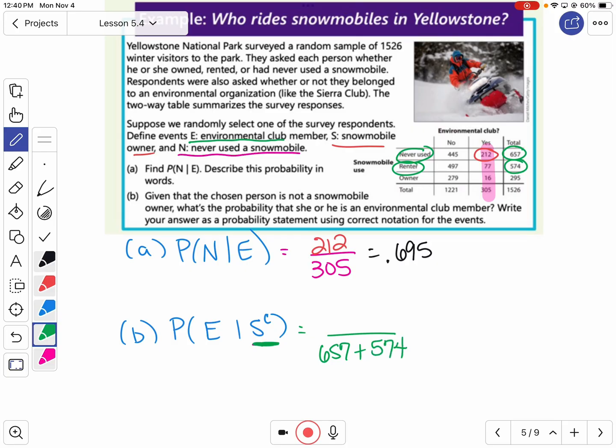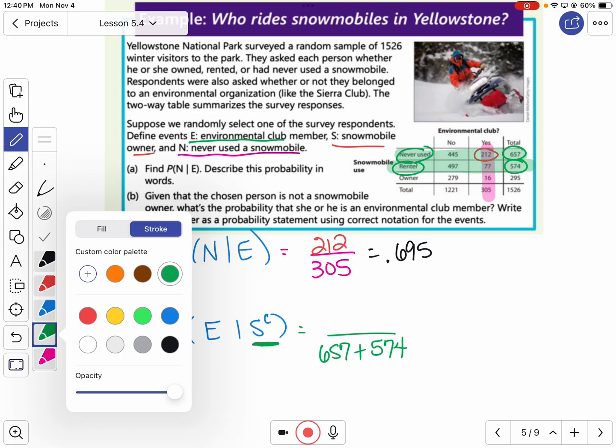Now, of those 2 lines, because sometimes I could have 2 lines in the chart, which I do with this one, never used and a renter. Which 2?